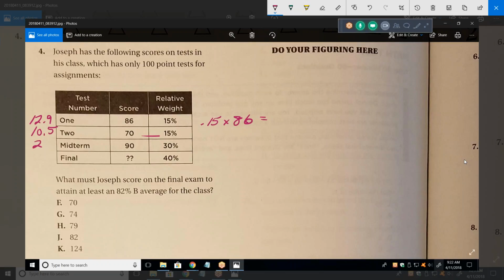And then 27. Now, we need a score that when multiplied by 0.4, we don't know what the score is. I'm going to call it Z. But we're going to multiply it by 0.4, and we're going to get a number, 0.4Z. And we're going to write that right there. And now the key is to figure out what Z has to be such that we get an 82. Well, what do those first three numbers add up to?